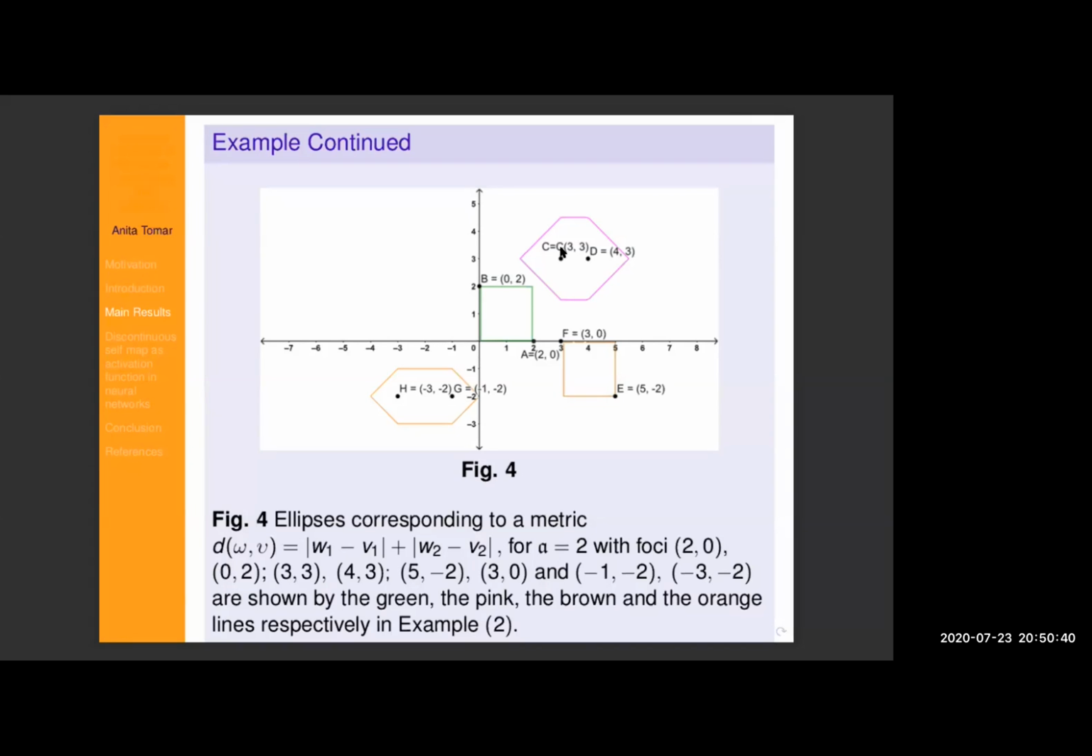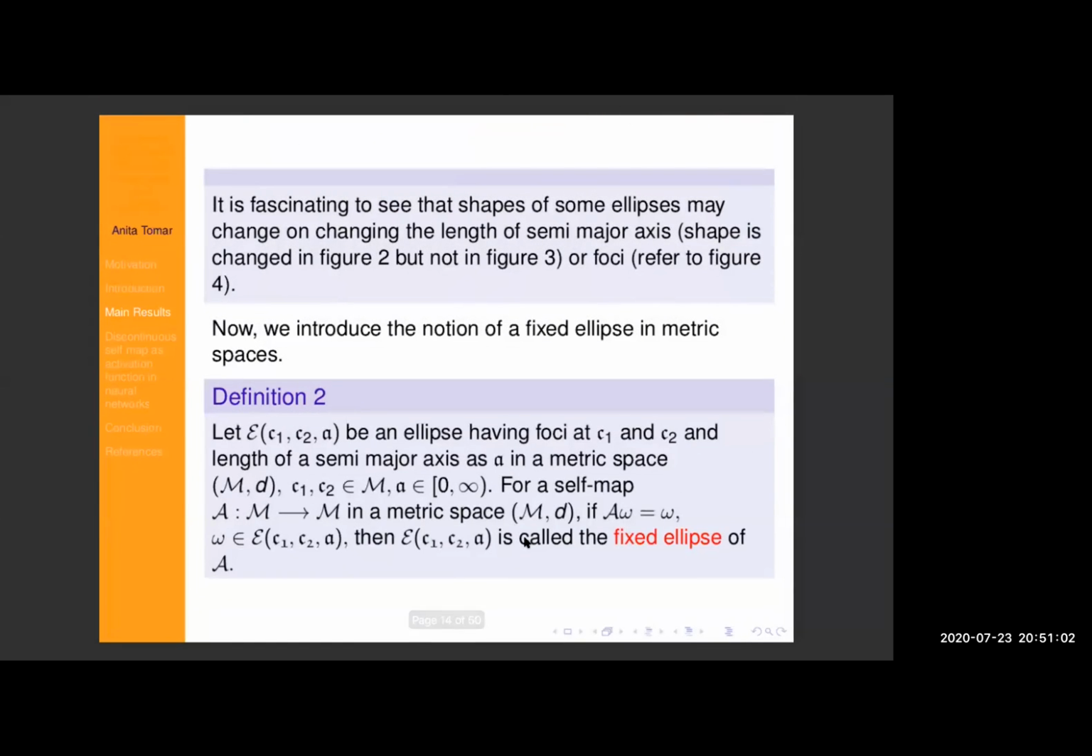If one focus is at (3, 3) and the other focus is at (4, 3), then this pink one is the ellipse. If one focus is at (-3, -2) and the other focus is at (-1, -2), then this is the ellipse. If one focus is at (3, 0) and the other is at (5, -2), this lower one is the ellipse. So we observe that the shape of some ellipses may change on changing the length of the semi-major axis or the foci.